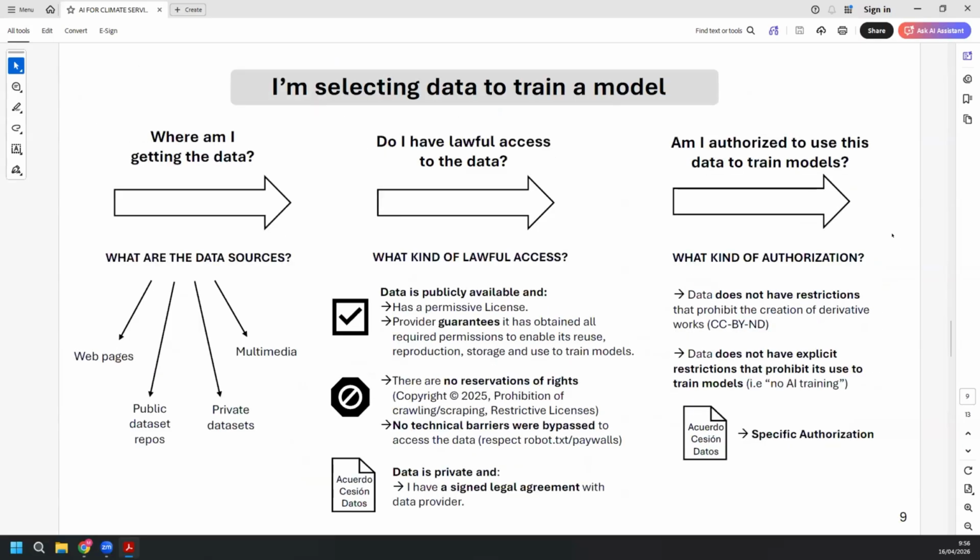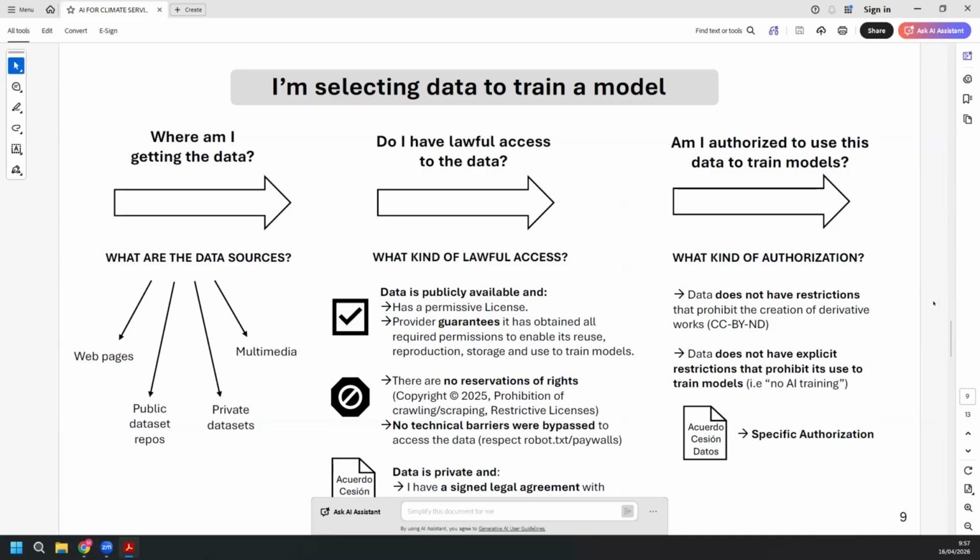Okay, I wanted to finish off giving you some recommendations for data selection to train the model. The important thing is to document. So where are you getting this data? Which source is it coming from? Do you have lawful access to the data? This means that the data is either public and has a license that allows you to use it to train AI. And important also is that the provider of this data guarantees that they're basically not passing legal risk onto you, right? So they are guaranteeing that they have all permissions from all authors to publish this and that it can be used freely without risk.